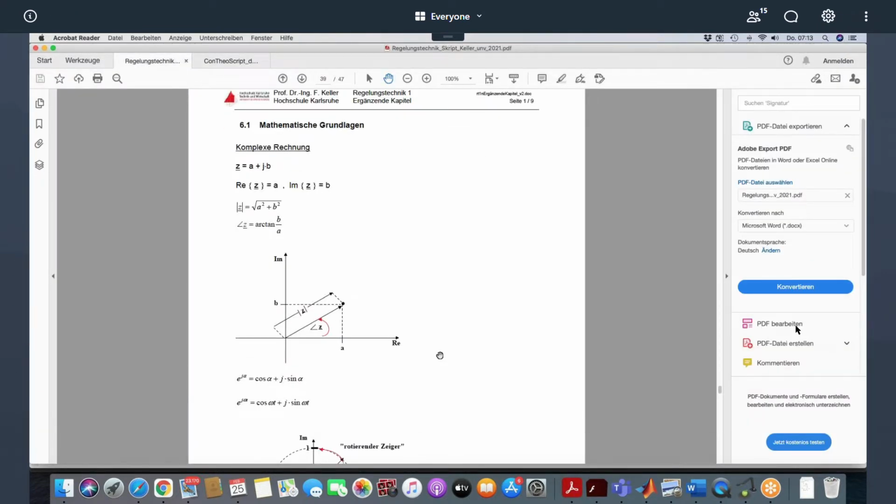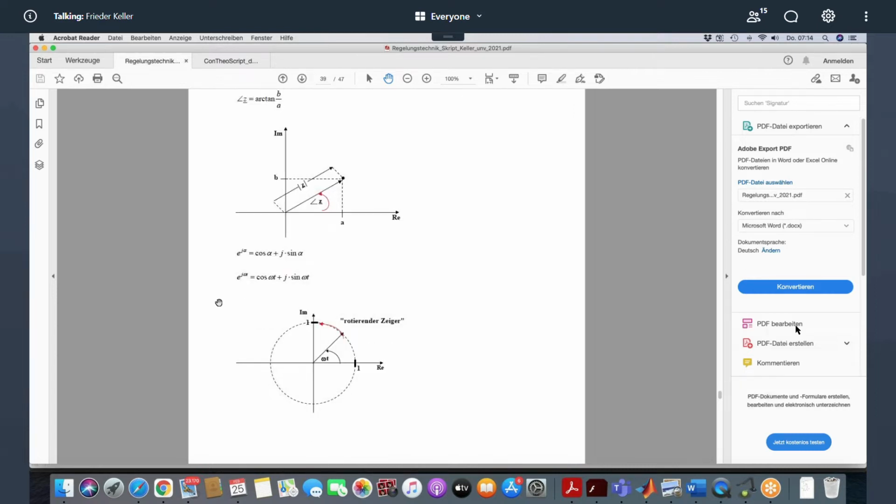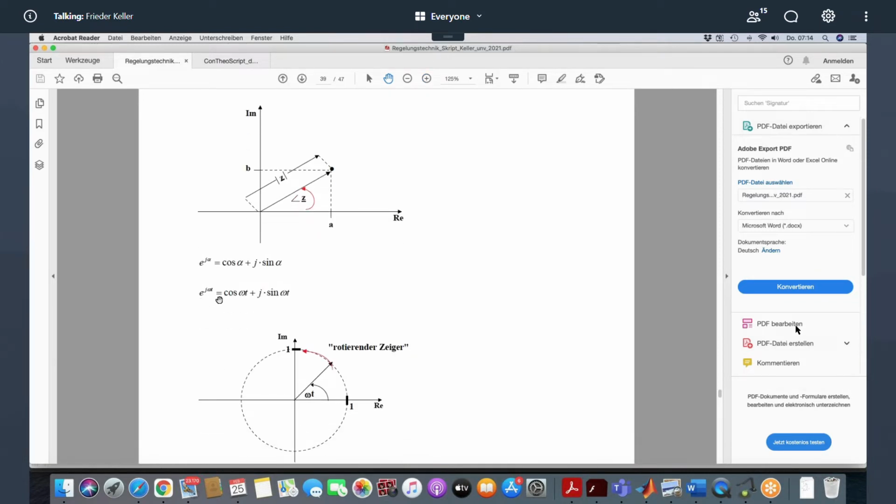An important formula, which we have also referred to already, is Euler's formula. e to the power j alpha is cos alpha plus j sine alpha. And for some applications, we may also substitute, perhaps I'll make it a little bit larger, alpha by omega t. And then e to the power j omega t is cos omega t plus j sine omega t.